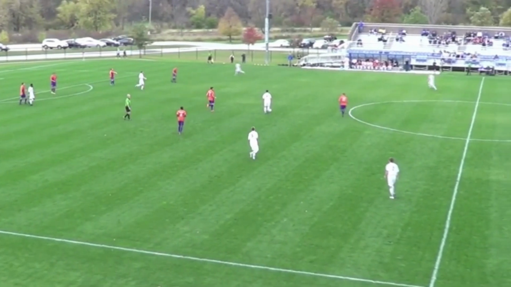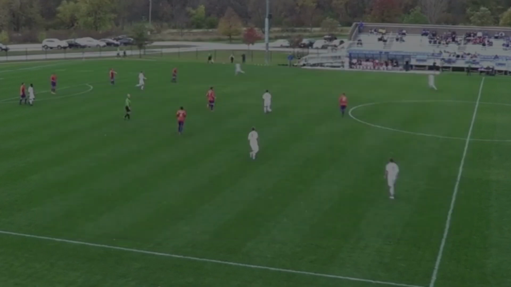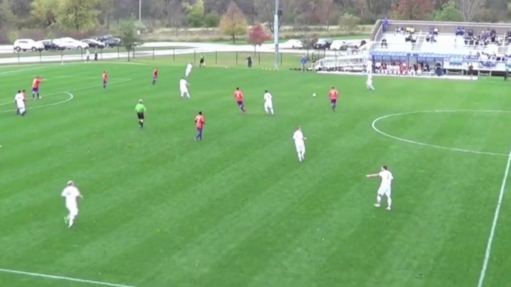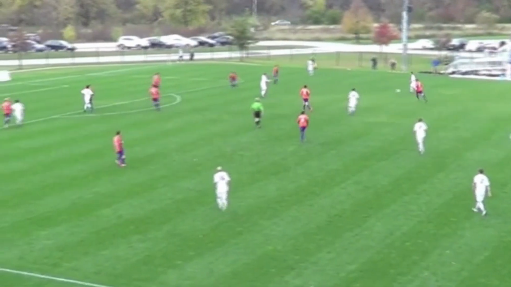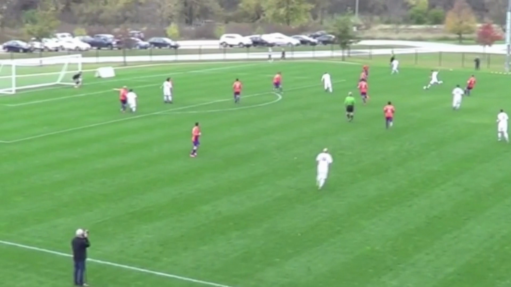Let's pause again and look at the last piece, the movement of the weak side player we see here, most commonly an outside back or outside midfielder. Here are some things to think about as a weak side player when switching play. Resuming, we can see that the player has done a good job of recognizing cues, moving forward quick enough to eliminate this player, and eventually getting a shot off from just outside the 18.